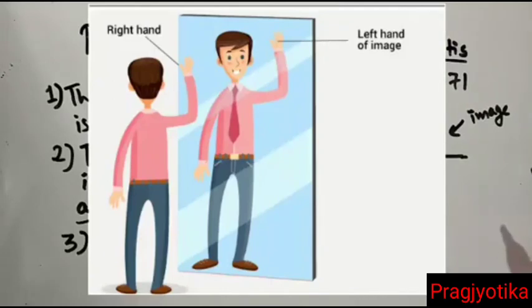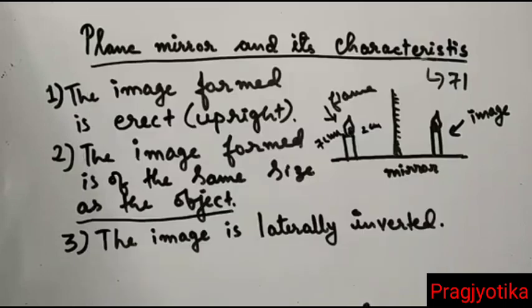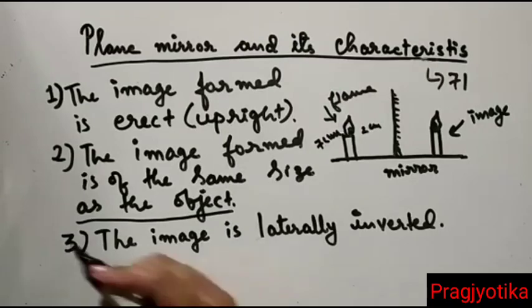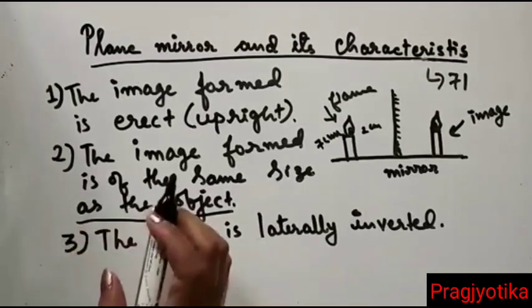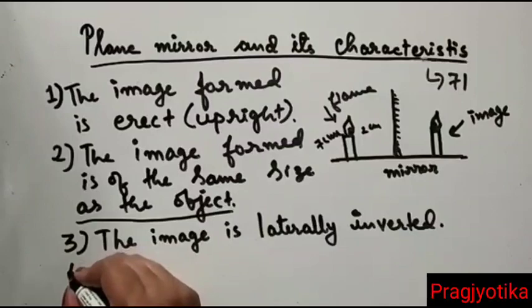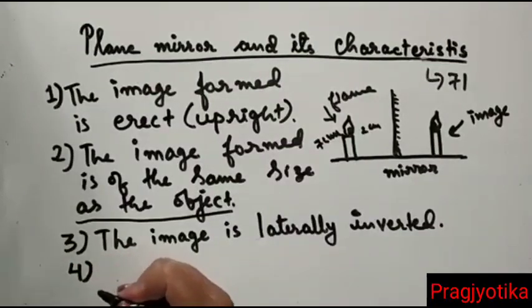For example, you can see here the left hand side of this man appears right in the mirror and the right hand side of this man appears left in the mirror. So this is an example of laterally inverted. Now come to the next characteristic, number 4.